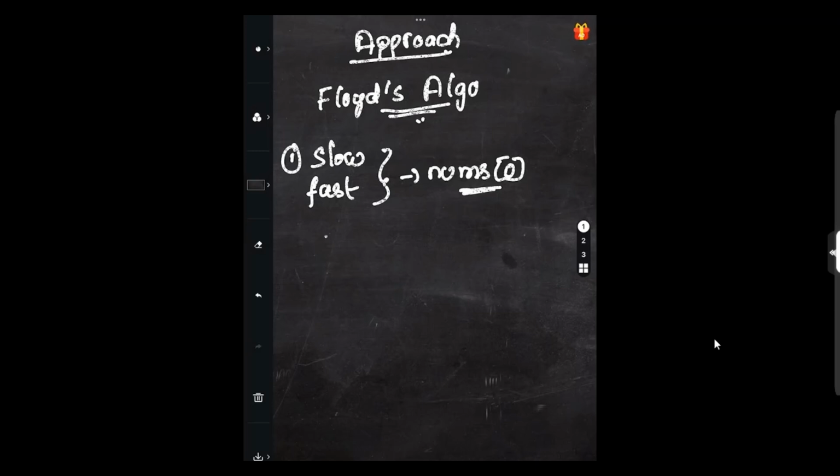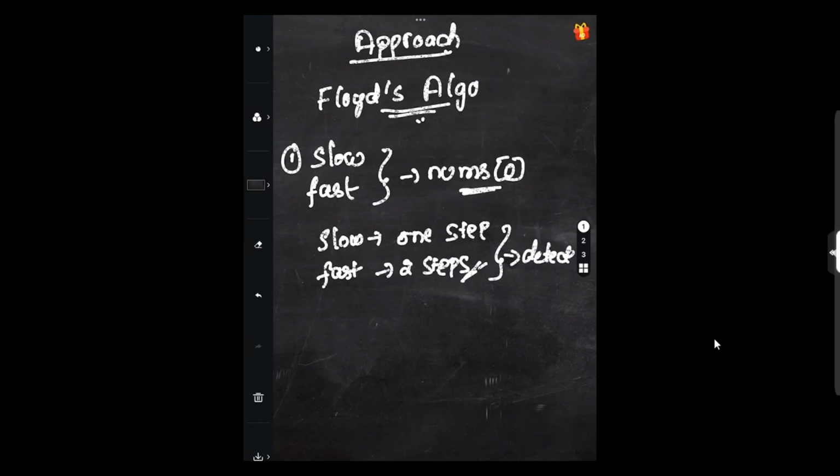Then we will move slow by one step and fast by 2 steps until they meet at a certain point. This basically detects the cycle, right? We have already discussed this one. We know this one, right? This is it for the first point.